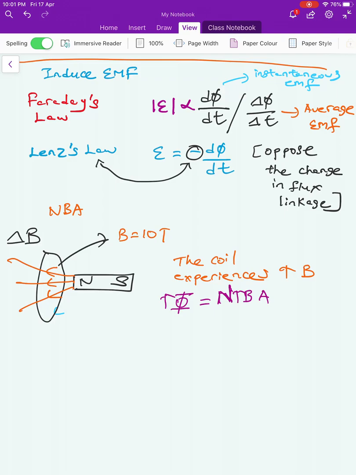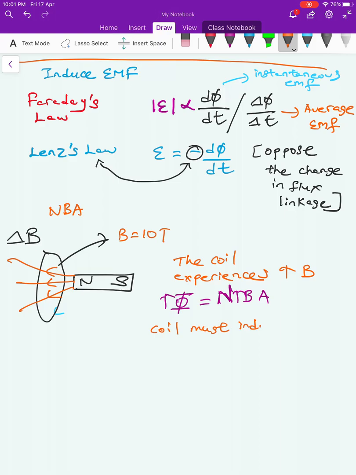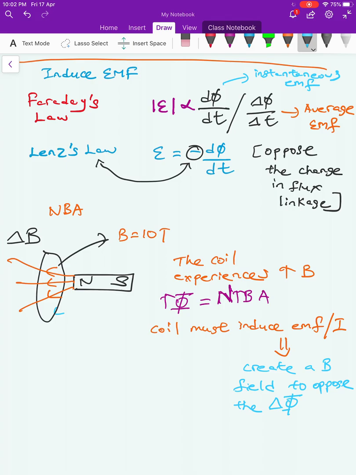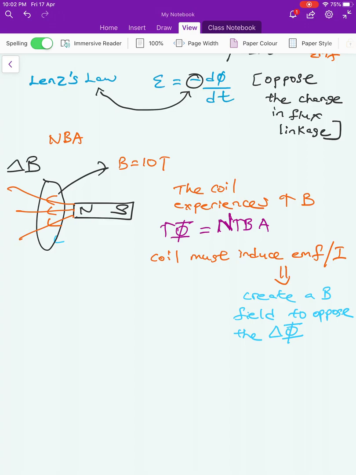Electromagnetic induction wants to oppose the change. Lenz's law says it opposes the change in flux linkage. So what happens? The coil must induce an EMF. How? An EMF and current can create a magnetic field, a B field, to oppose the change in flux linkage.